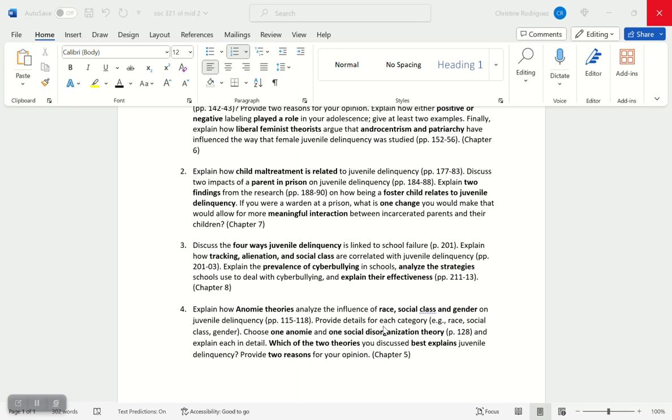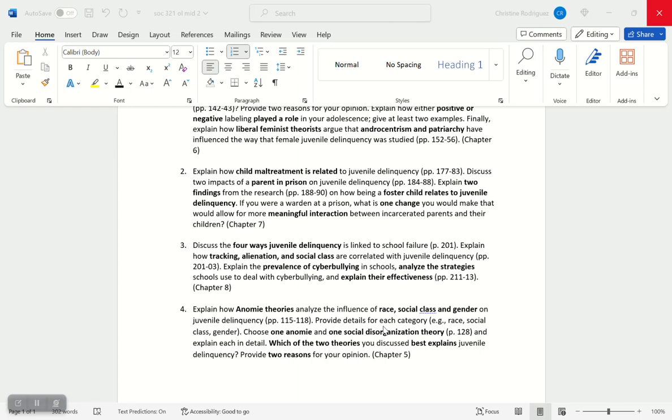Discuss 2 impacts of a parent in prison on juvenile delinquency. Again, there are a lot of studies about how having a parent or parents in prison seems to have some relationship to juvenile delinquency. So at least 2 of the impacts.